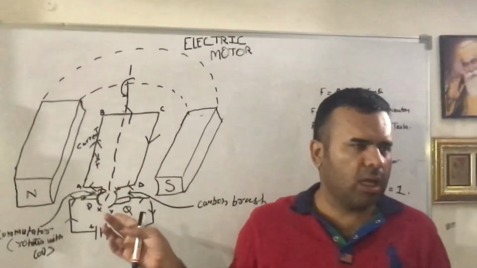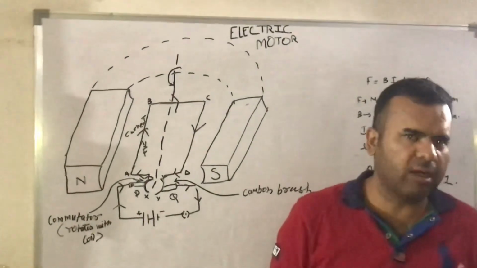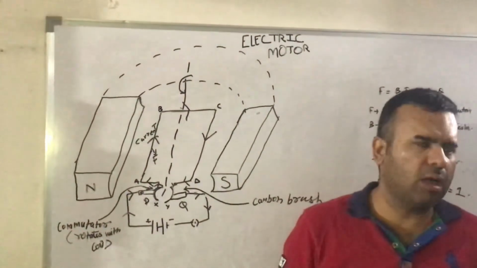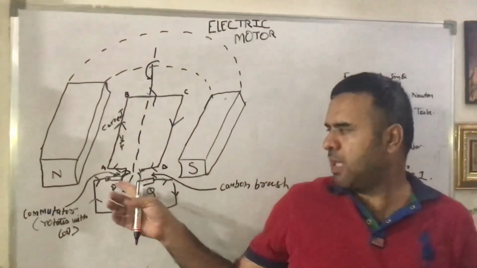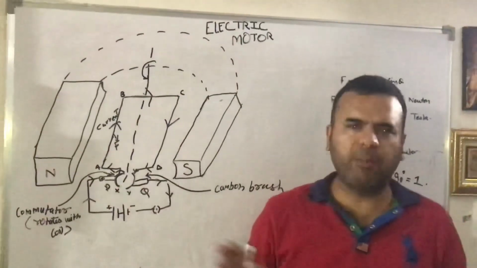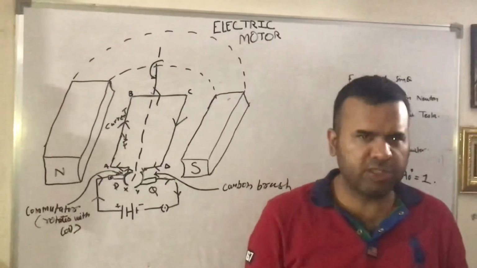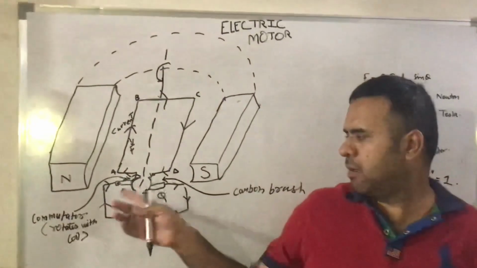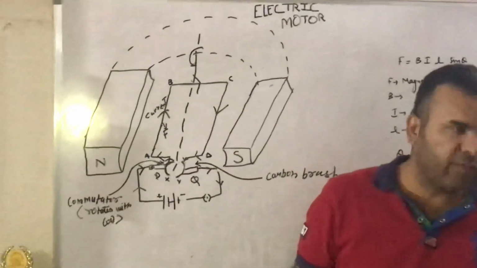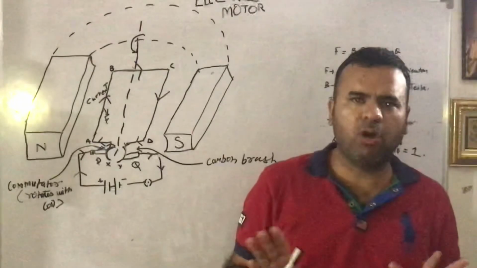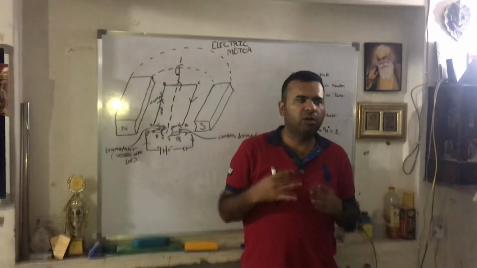X and Y are the commutator. Their function is to reverse the direction of electric current. The commutator's other name is split rings. Next we have carbon brushes. These carbon brushes are attached with the commutator. It stops the twisting of wire, and the function of the battery is to give continuous supply of electric current. So this is all about the principle, function and construction of electric motor.